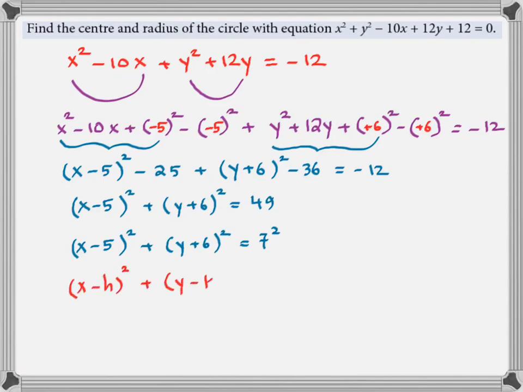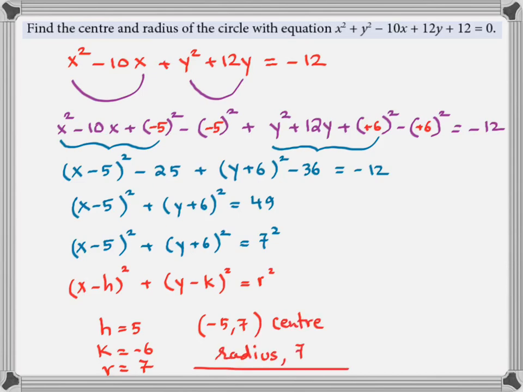Always compare it with our standard. Don't be deceived by the looks. The standard is (x minus h), (y minus k). The center of the circle is (5, minus 6), and the radius is 7.